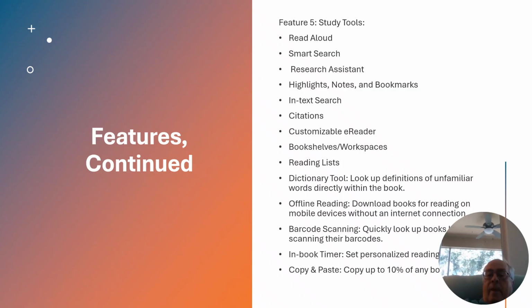Citations. Perlego generates citations in over 20 different styles. So once again, there's no excuse now not to have a properly formatted in-text citation for APA Level 7 that we use here at Westcliff. I think that's a great feature also. A customizable e-reader, with the option to adjust the fonts, zoom, background colors, etc., etc.